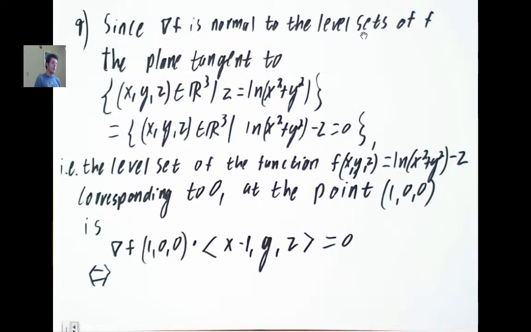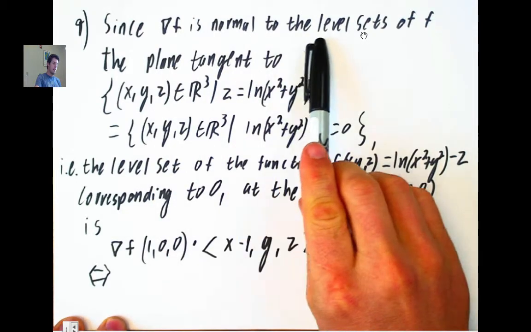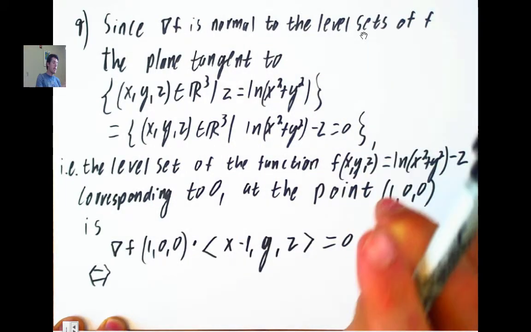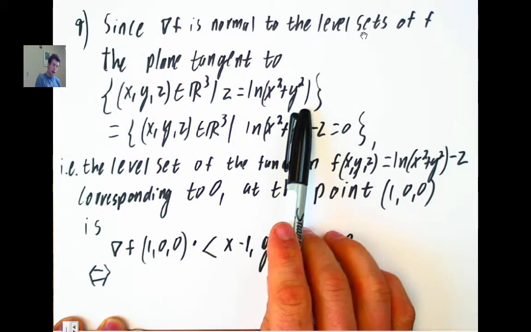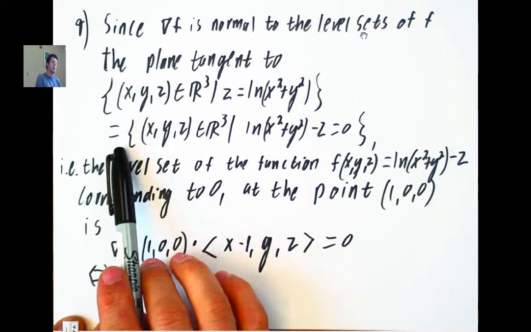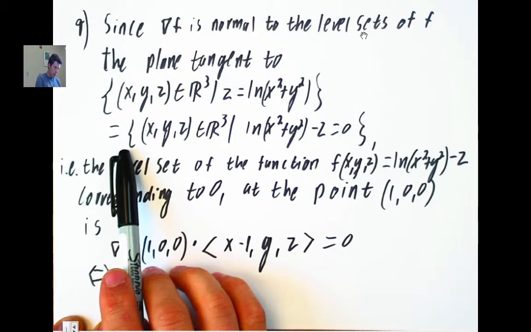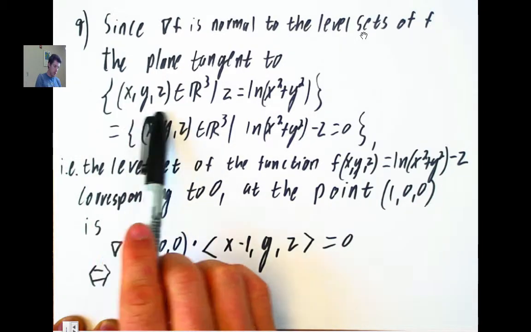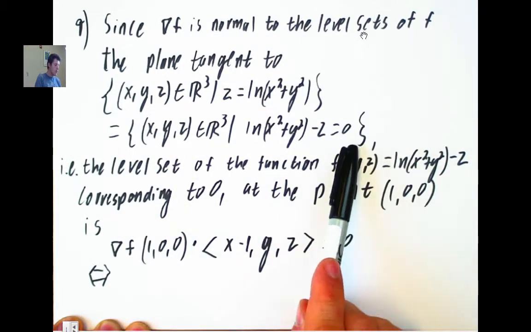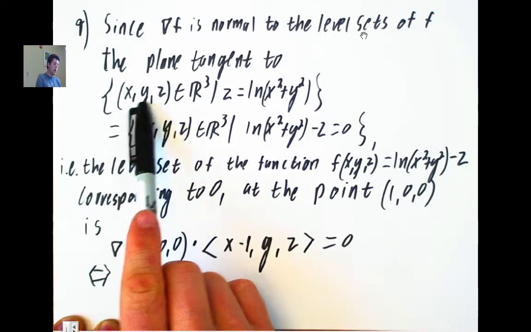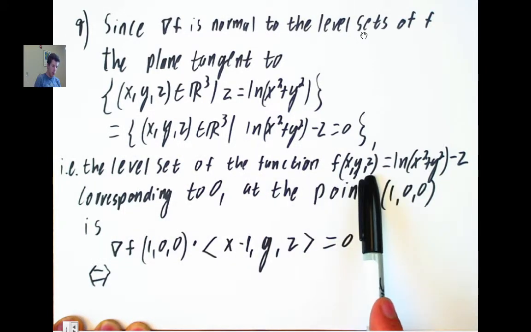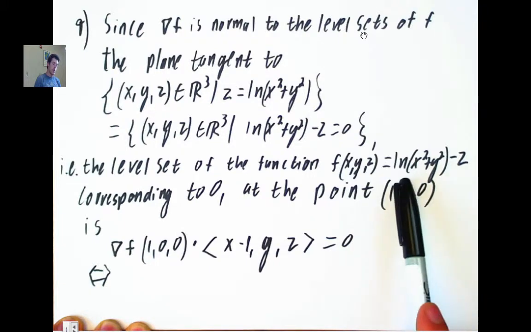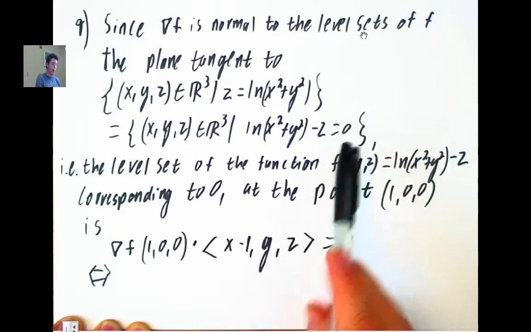I start out by saying, since the gradient of f is normal to the level sets of f, the plane tangent to this set, well, this set is equal to that set. That is to say, okay, so I'm now going to give a description of that set, i.e. the level set of the function of 3 variables, f of x, y, z, is the natural log of x squared plus y squared minus z, corresponding to 0.